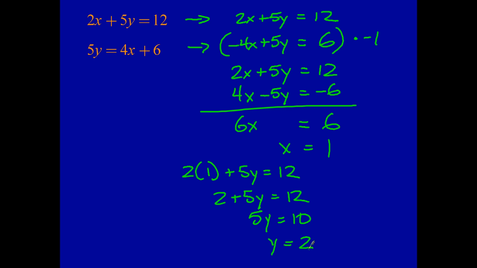Okay, let's check it. So we're saying 1 comma 2 is the solution for both of them. Okay, 2 times 1 plus 5 times 2. 2 times 1 is 2. 5 times 2 is 10. That equals 12. Let's go here. We need, let's see, 4 times 1 is 4, plus 6 is 10. 5 times 2 is 10. That works as well. And there we have it.